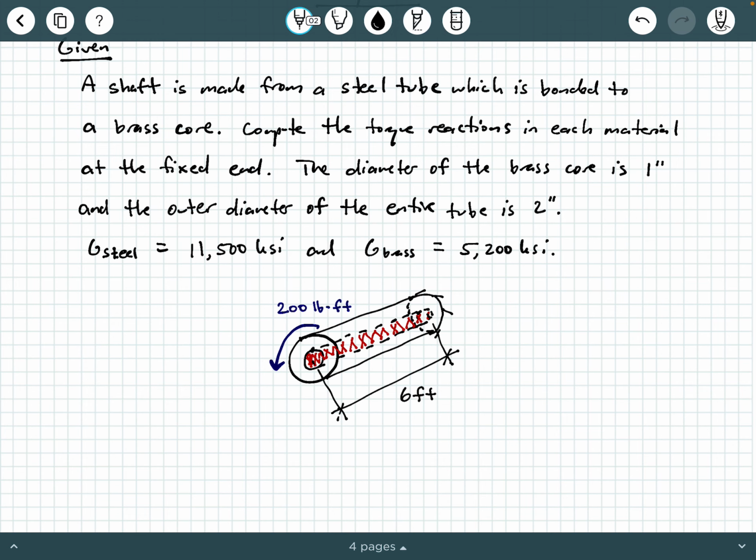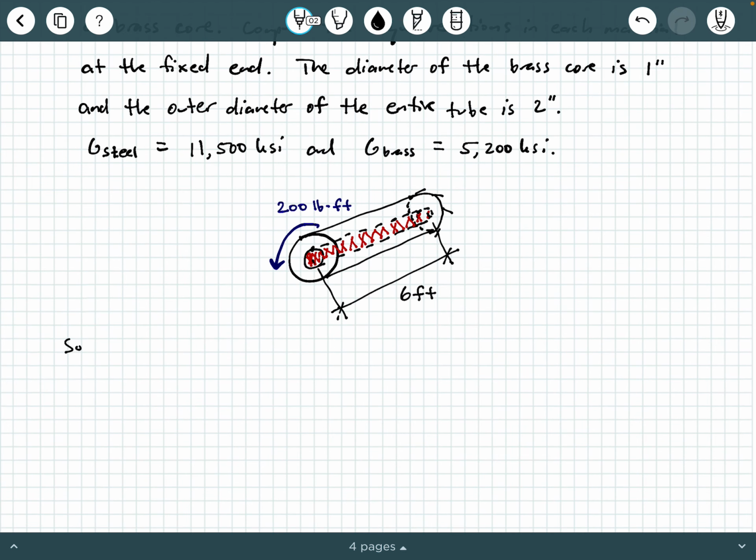So to go ahead and get started, why don't we start with computing the section properties that we need for each of these materials. So if you recall, we're going to end up needing the polar moment of inertia values for both the steel tube and the brass core, okay? So let's say that J of the brass, okay, that's the core, right? That's this center solid cylindrical shape is going to be equal to pi d to the fourth over 32.